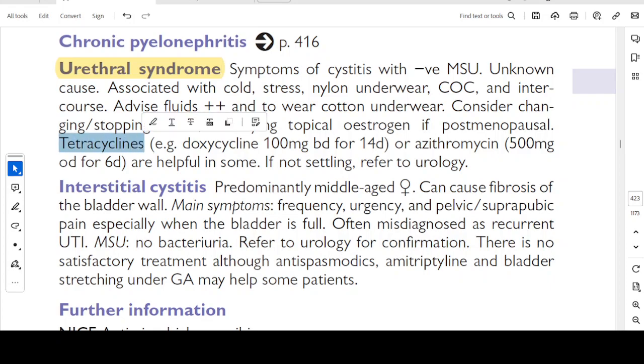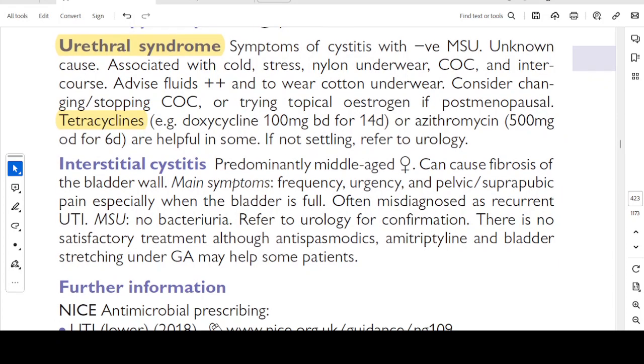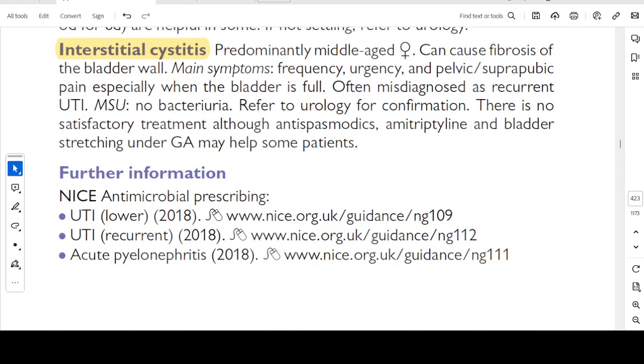Tetracyclines, for example doxycycline 100 mg BD for 14 days or azithromycin 500 mg OD for 6 days, are helpful in some. Not settling, refer to urology. Interstitial cystitis, predominantly present in middle-aged females, can cause fibrosis of the bladder wall. Main symptoms are frequency, urgency, pelvic or suprapubic pain, especially when the bladder is full, often misdiagnosed as recurrent UTI. MSU, no bacteriuria, refer to urology to confirm. There is no satisfactory treatment, although antispasmodics, amitriptyline, bladder stretching under GA may help in some patients.